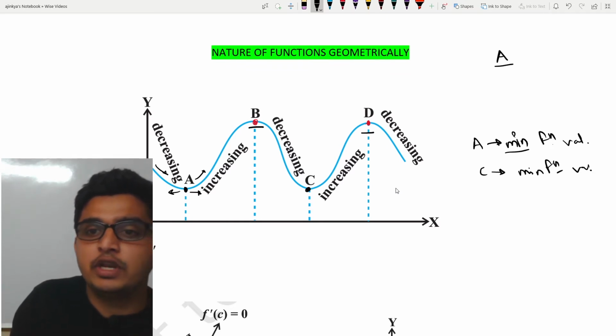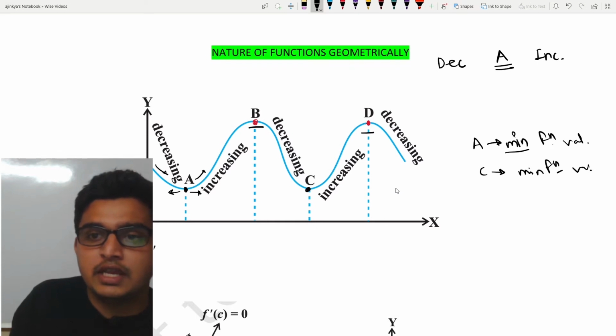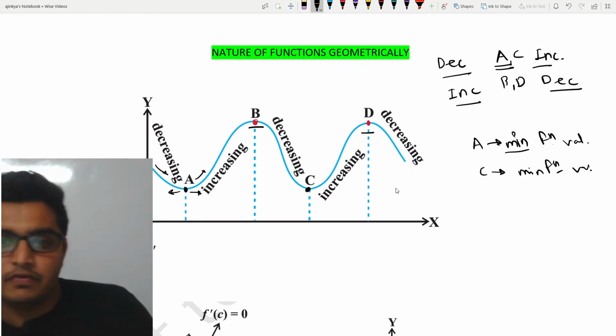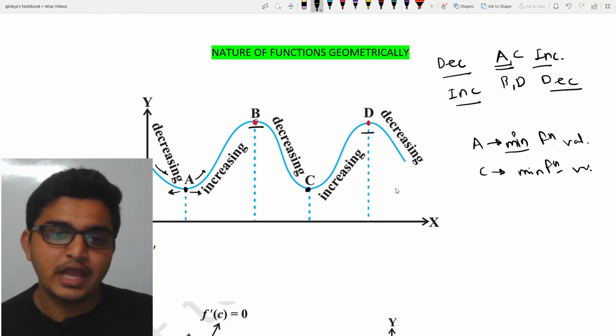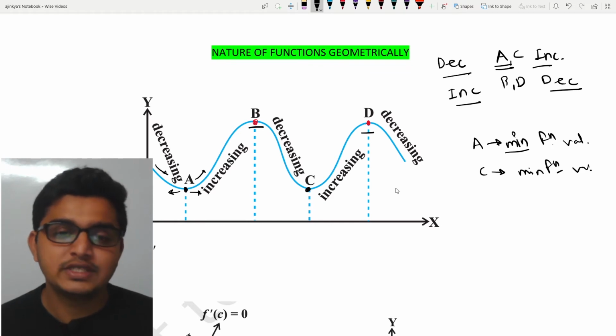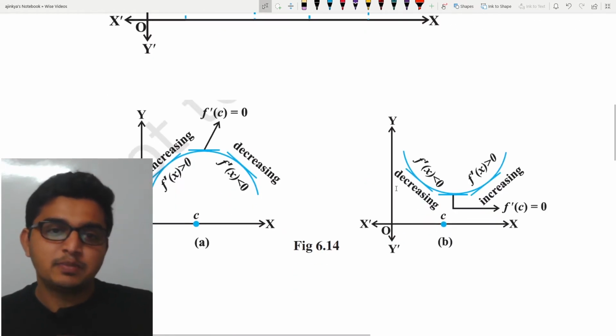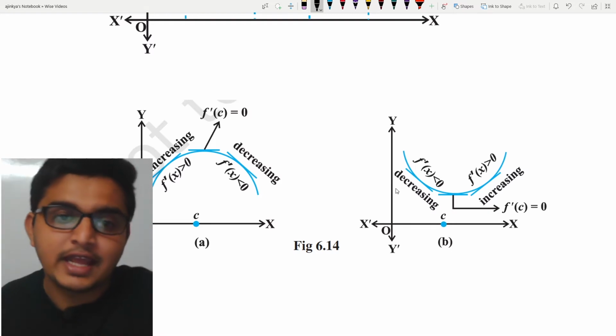So if there is a point a, towards the left it was decreasing and towards the right it was increasing. But in case of b and d, towards the left it is an increasing function and towards the right it is a decreasing function. So what are increasing and decreasing functions? We have already seen it in the previous video. The I button will be over here, or you can check it on my channel. But since we know this nature, we can directly come to the next part, which is understanding what tangents are.